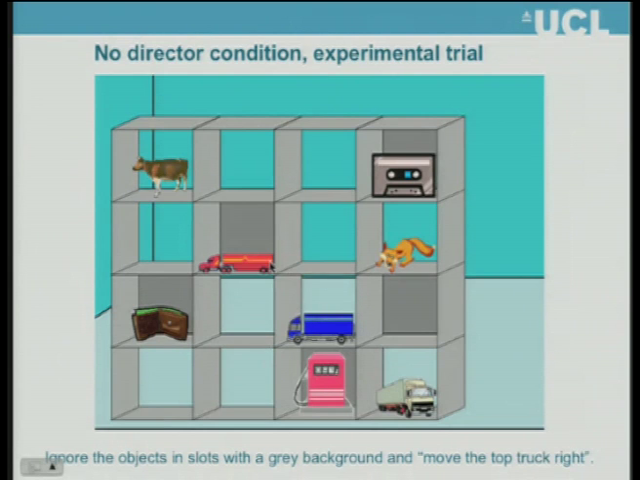Move the top truck right. Well, this top truck has a grey background, so you don't mean that. It must be this blue one here. It's effectively exactly the same thing, but in this condition, in order to move the correct truck, you don't need to take into account someone else's perspective.